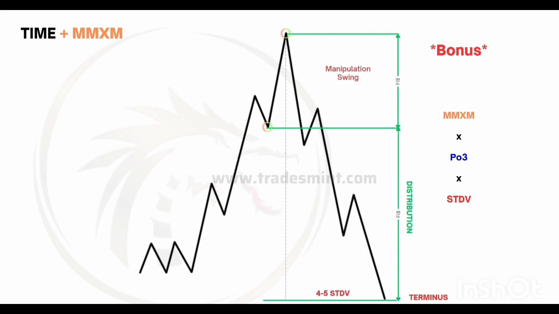But 3 to 4 standard deviations of the manipulation leg and 4 to 5 standard deviations of the distribution leg will serve you very well going forward. Again, if you use this as a rough guide, you would be able to distinguish whether we are in a retracement leg or we are in a distribution leg of a market maker model.